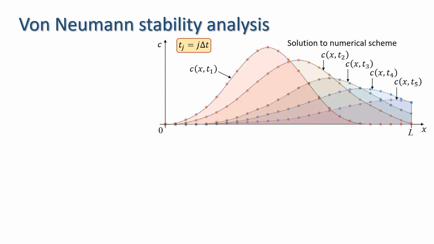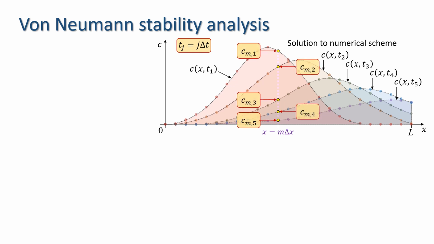In the illustration shown here, we have 5 time steps, t1, t2, t3, t4 and t5. Consider the solution at a point on the grid with coordinate m delta x. Note that here I've used m to denote the node, since I'm going to use i to denote the square root of minus 1. We will of course have a value of c at this node for each time step, which will be denoted c_m^j. Let's assume that there are n cells along the x-axis, i.e. n plus 1 discretization points.